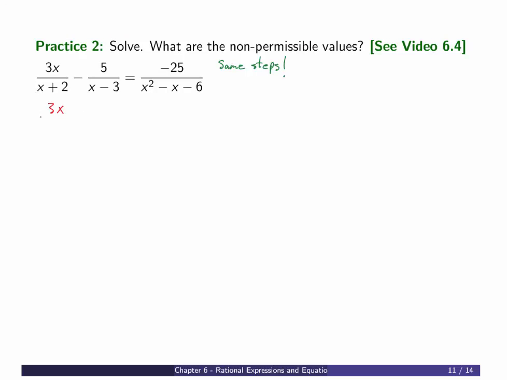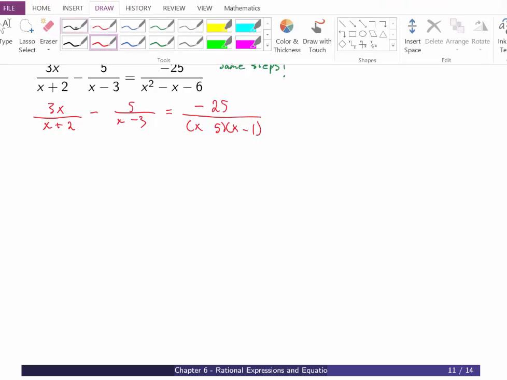We have 3x over x plus 2 minus 5 over x minus 3 equals negative 25. We factor the denominator. We get x, and we get 3. Actually, this will be 5 and 1. And no, this will be 3 and 2. I'm sorry. 3 and 2.